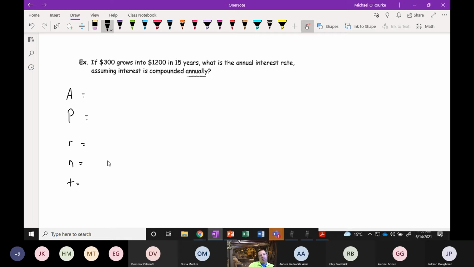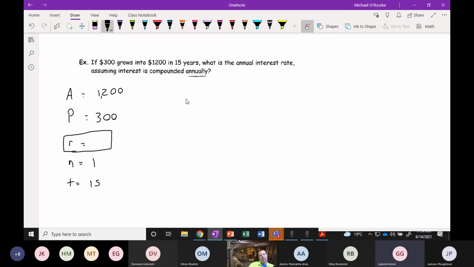So let's fill in these numbers. Can someone give me some information here? Where would all this go? Our final amount, good, is 1,200. Times 15, good. And the principal is 300. We're looking for the rate in the end. Oh, and it's compounded one time, so N is 1. So this is what we're looking for here.